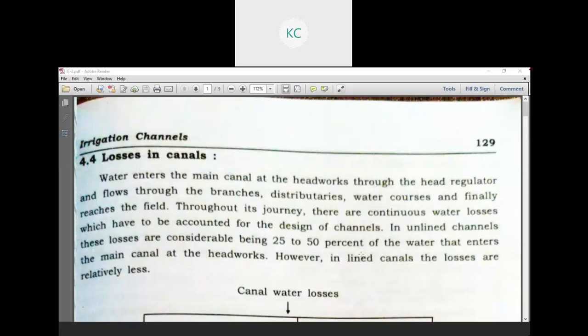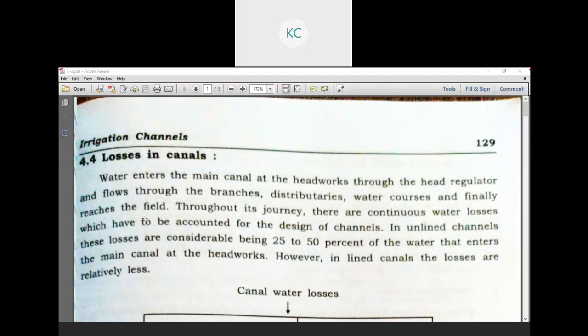Good morning, all. Today we are going to start our next topic in the irrigation channel, named losses in the channel canals. Water enters the main canal at the headwork through the head regulator and flows through the branches, distributary water courses, and finally reaches the field. Throughout its journey, there are continuous water losses which have to be accounted for in the design of channels.